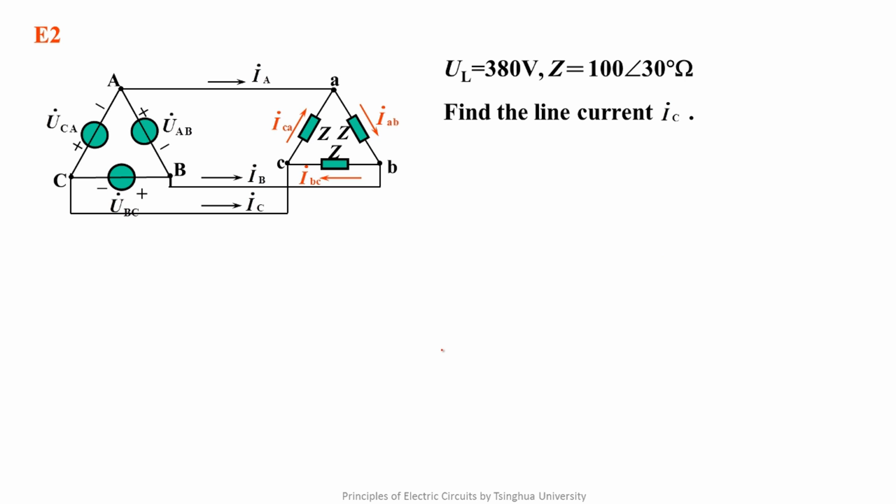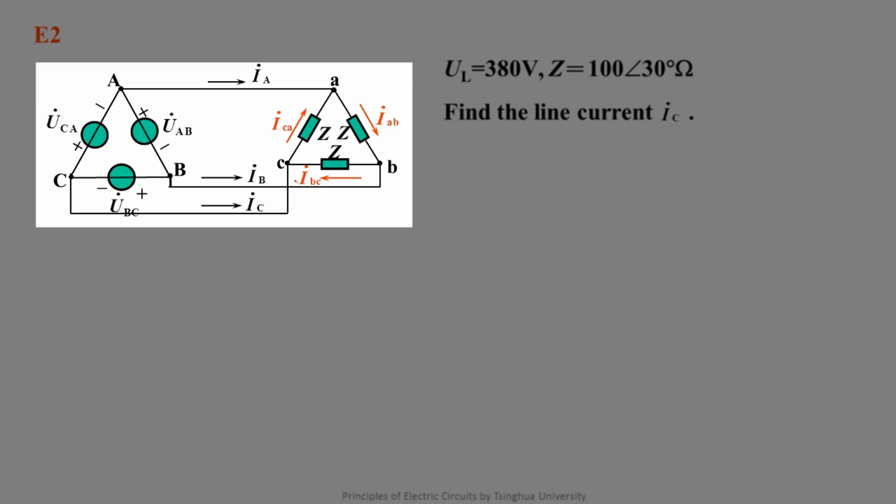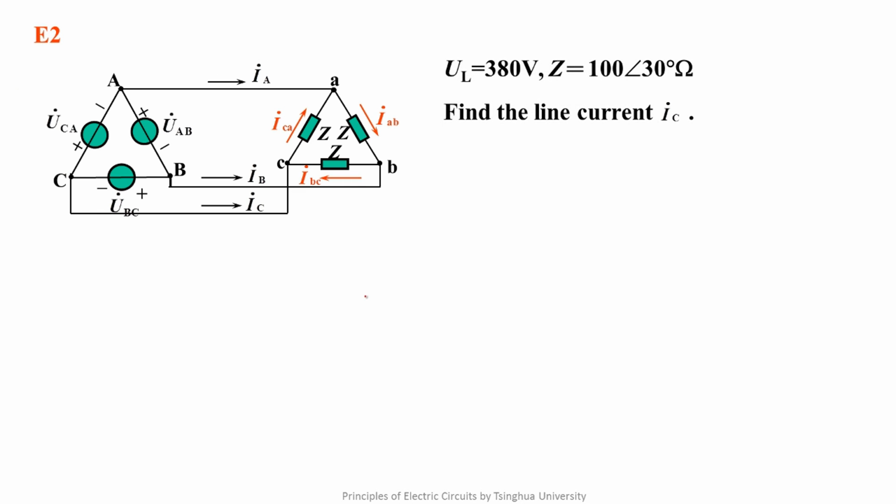This is a three-phase, three-wire circuit. The source and load are both in delta connection. We have two methods to solve the circuit. Firstly, we can see that UAB and this impedance constitute a loop. UBC and this impedance constitute a loop. And UCA and this impedance constitute a loop. The three loops can be solved separately, so we can get this.